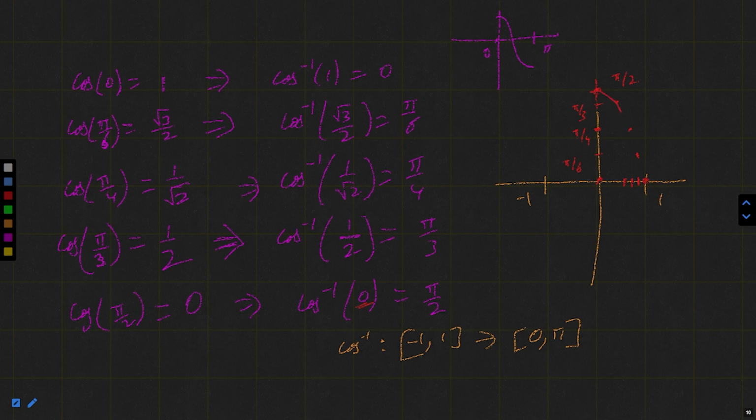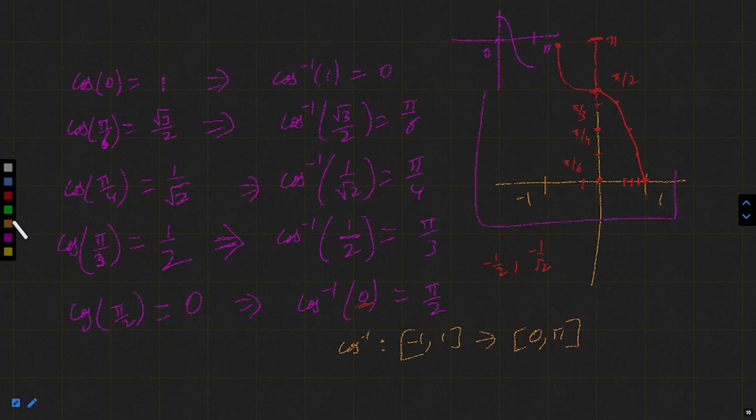So my graph looks like it is coming downward like this. And if you plot for some negative values, for example -1 by 2 and -1 by root 2, you will see your graph will look like this, and at -1 you will get the value pi. So 0 to pi. As you can see, your rough diagram will look like this.